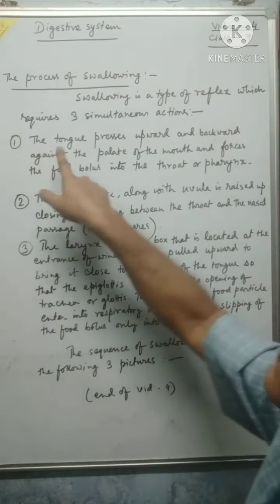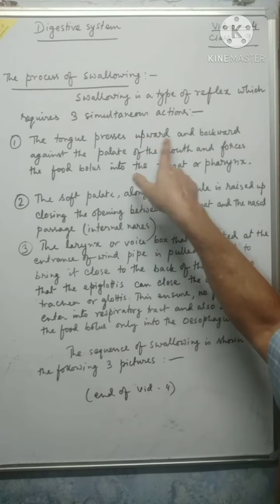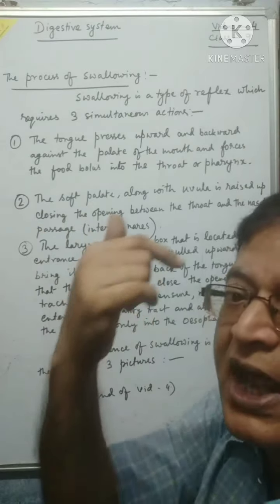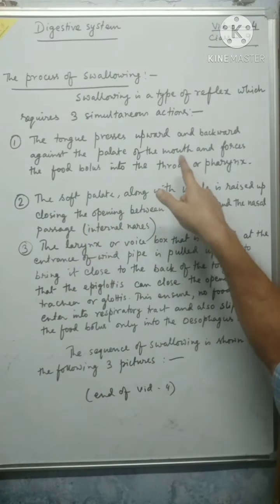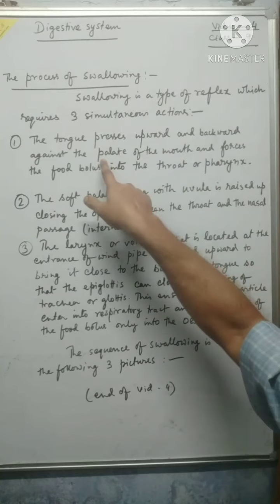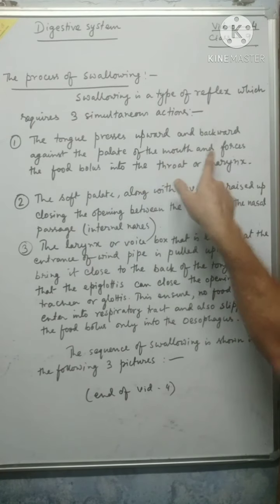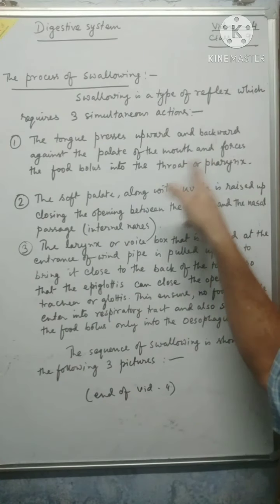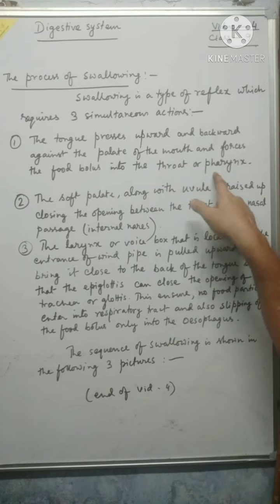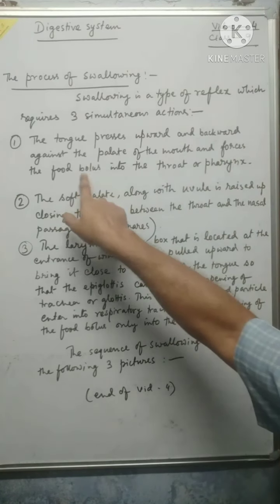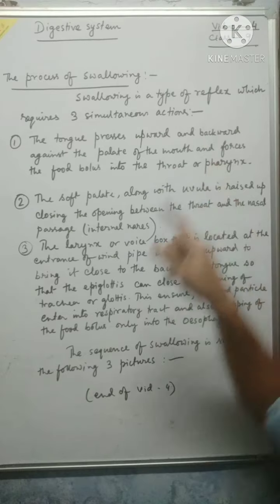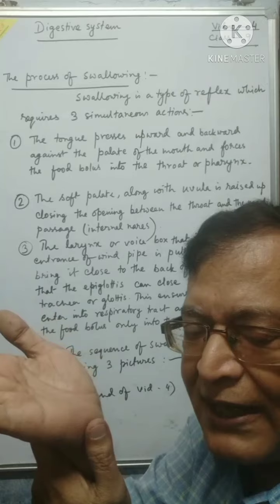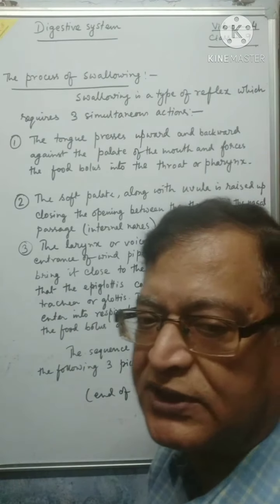Action number 1, the tongue presses upward and backward. The tongue presses upward and backward against the upper roof of our mouth, that is the palate, and that forces the food bolus towards the back of our mouth, into the throat or pharynx, by pressing it from the front against the palate.